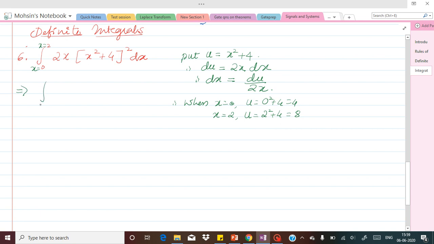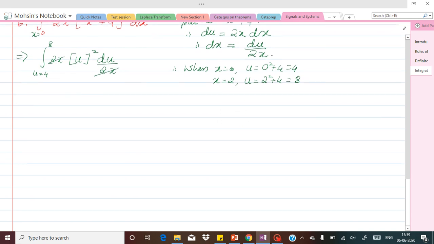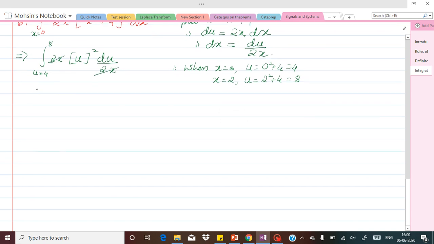So what we are going to get is, now the limits will be u equal to lower limit 4 to upper limit 8, 2x as it is, the term which we have substituted, x square plus 4, is going to be u raised to 2 dx. dx is substituted as du divided by 2x, so this 2x will get cancelled with this 2x, and what we get here finally in the integration is integration of 4 to 8 u square du, which we get u cube by 3 under the limits 4 to 8.